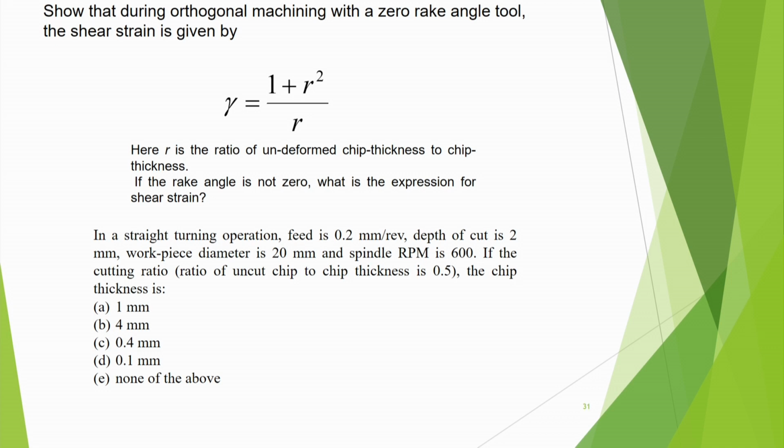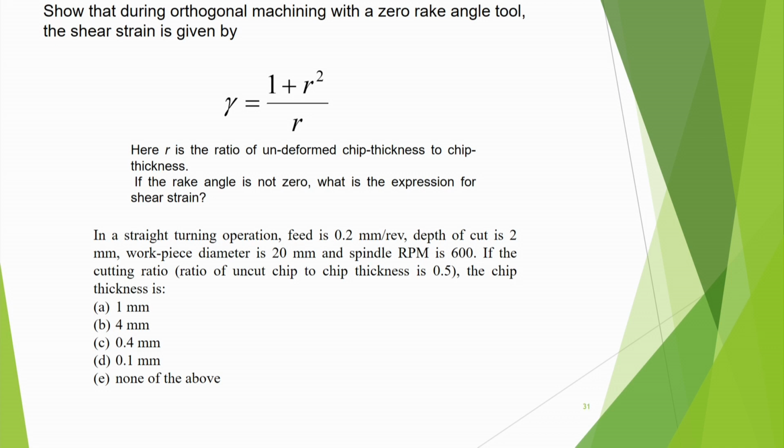If the rake angle is not 0, what is the expression for shear strain? This you can practice. Another question is this: in a straight turning operation, feed is 0.2 mm per revolution, depth of cut is 2 mm, workpiece diameter is 20 mm and spindle RPM is 600. If the cutting ratio, that is the ratio of uncut chip thickness to chip thickness, is 0.5, what is the chip thickness?